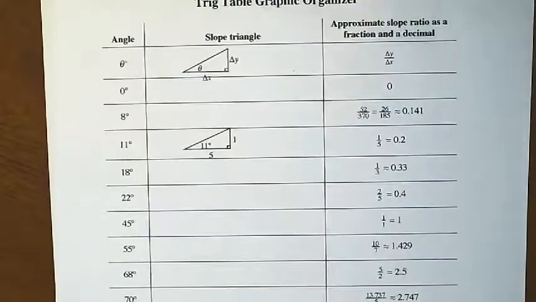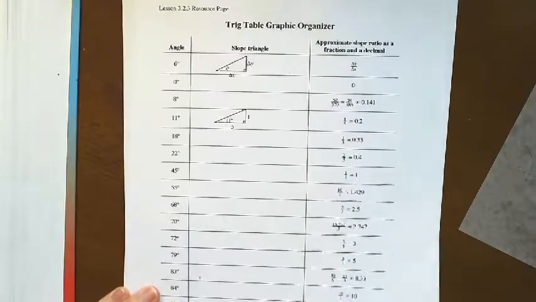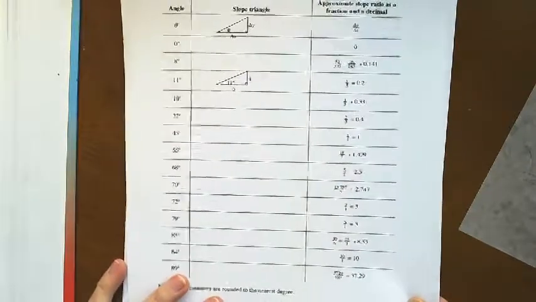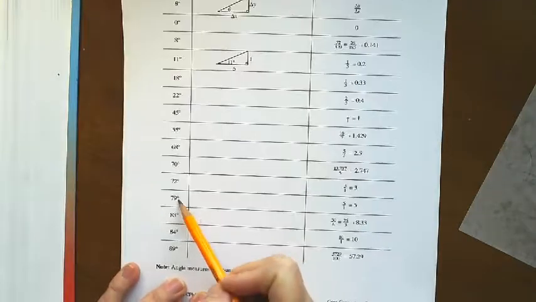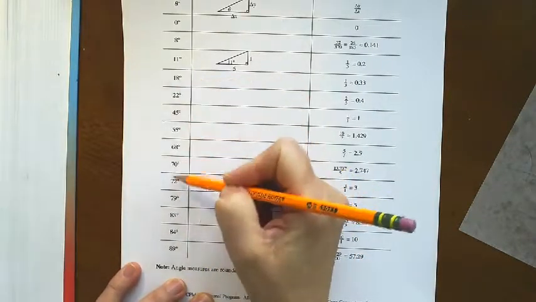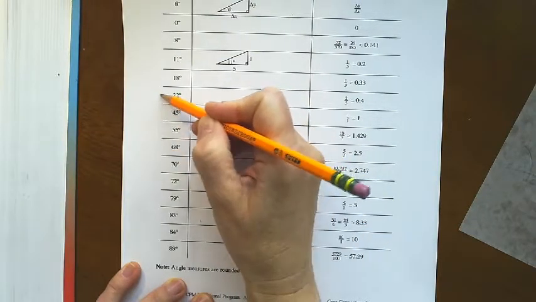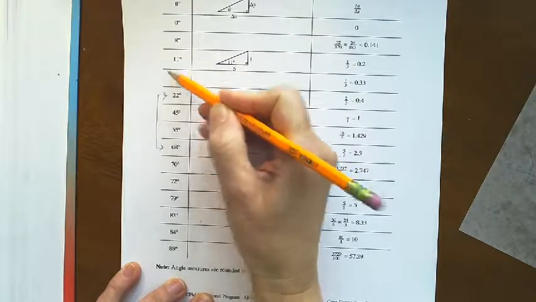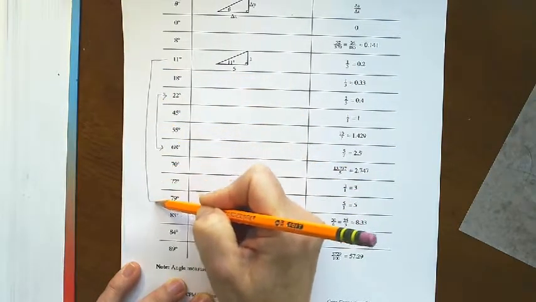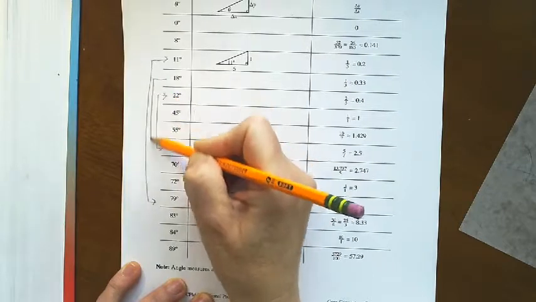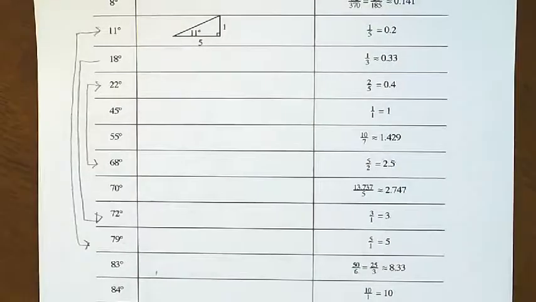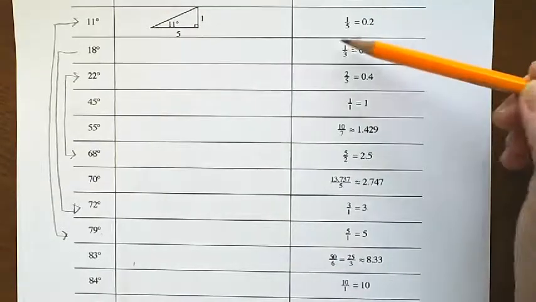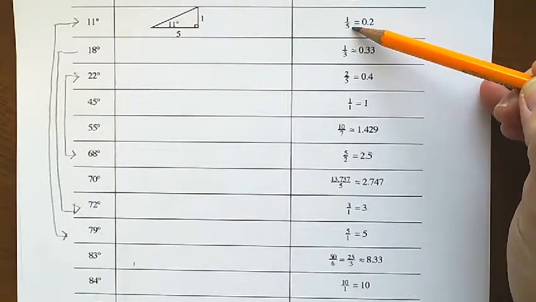So I'm going to zoom out on this, but we notice that if you look at complementary angles, like 11 degrees and 79 degrees, I made you draw some arrows connecting these. So 22 and 68, 11 and 79, 18 and 72, you should have some arrows. Those are all complementary angles. I think those are the only ones we have. So if I look at the slope for 11, it was 1/5. That was the very first one we started with.